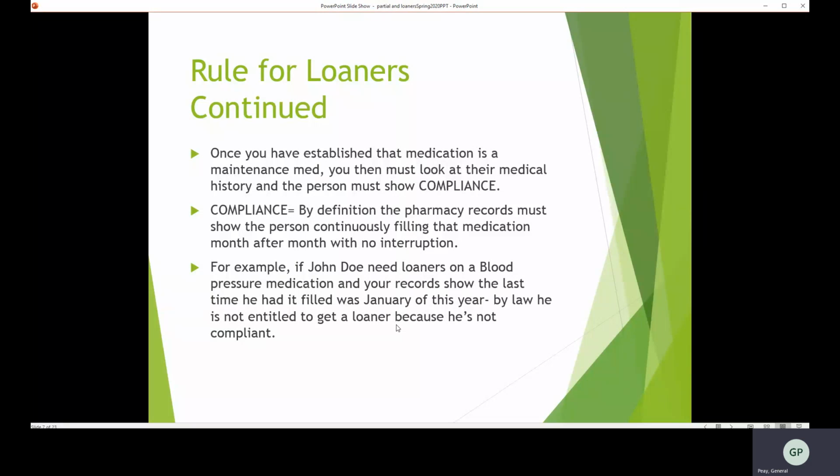Now, sometimes they may use different pharmacies. Your records may show the last time they had this medication was in June or July. But if they say, oh, in August, September, and October, I used this other pharmacy, they have to show you some kind of documentation. They have to show you an old prescription bottle or something. Or if that pharmacy is open, you have to call and verify, okay?